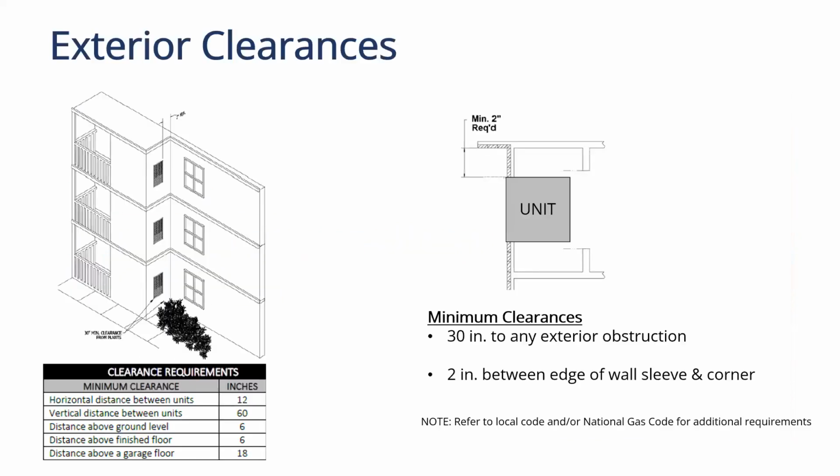On the exterior of the building, the requirements are that we need to have 30 inches minimum of clearance to any fixed item. So whether it be a patio or a deck rail or shrubbery landscape, we want to make sure that we have at least a 30-inch clearance so that we don't cause interference with the airflow on the unit. If you are putting units into a corner like it's shown here, we need at least a minimum of 2 inches between the corner of the building and the exterior dimension of the unit itself.